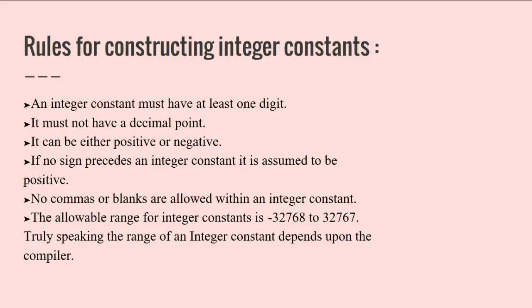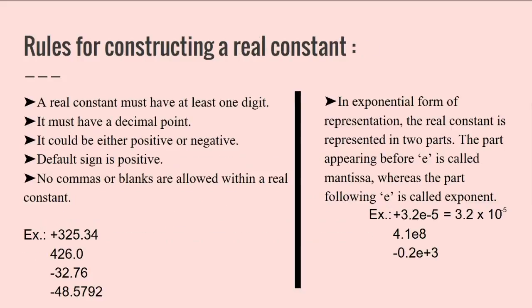This is very important. Now, what is the range for an integer constant? An integer constant should be in this range only, minus 32,768 to 32,767. And this range is not constant always. It depends upon the compiler you use. Okay, so this was all about constructing an integer constant. Very easy.